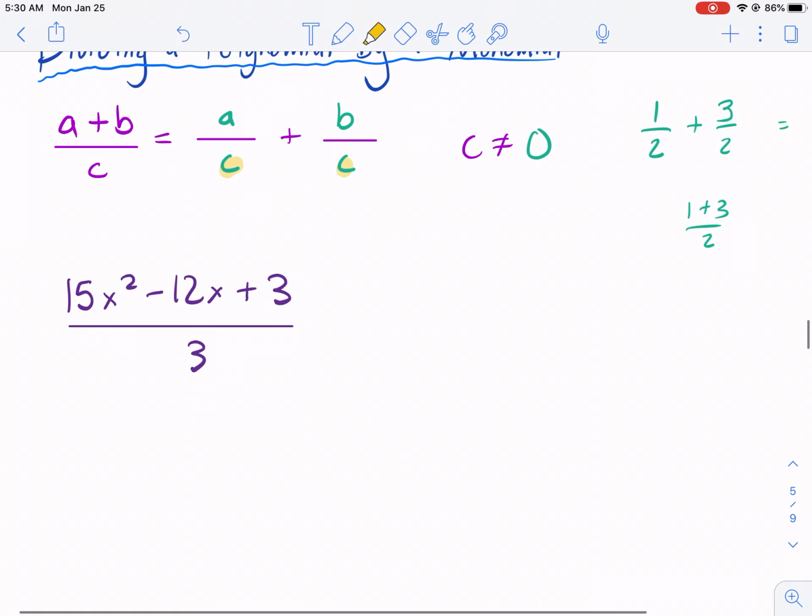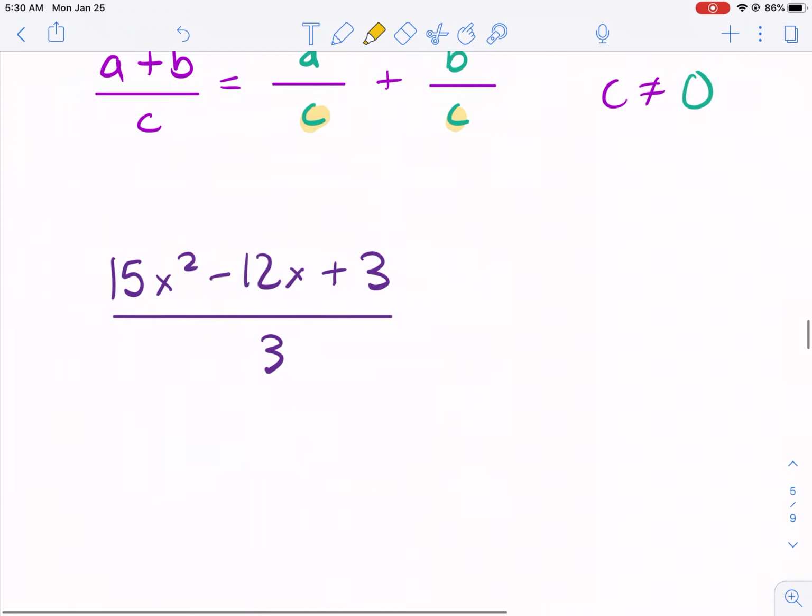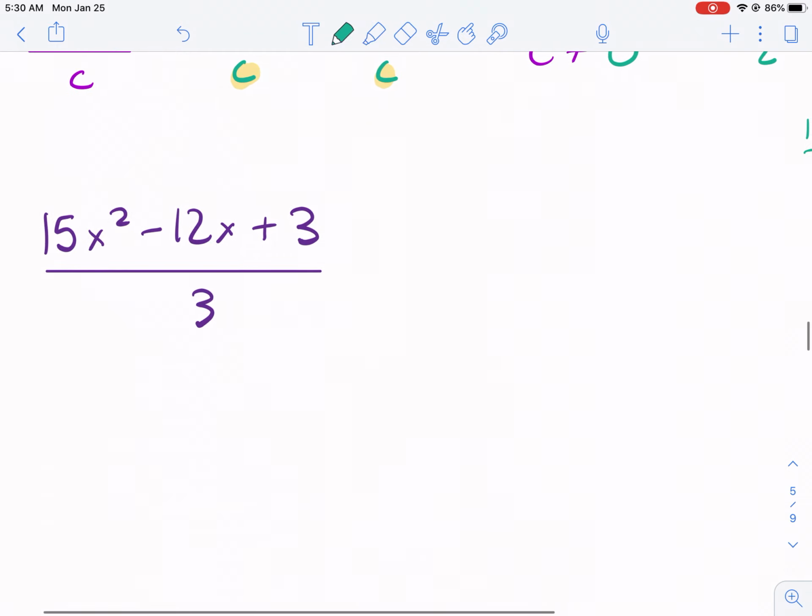Now, why is this useful, to be able to split up fractions from this to that? Well, it makes it easier to simplify expressions like this.